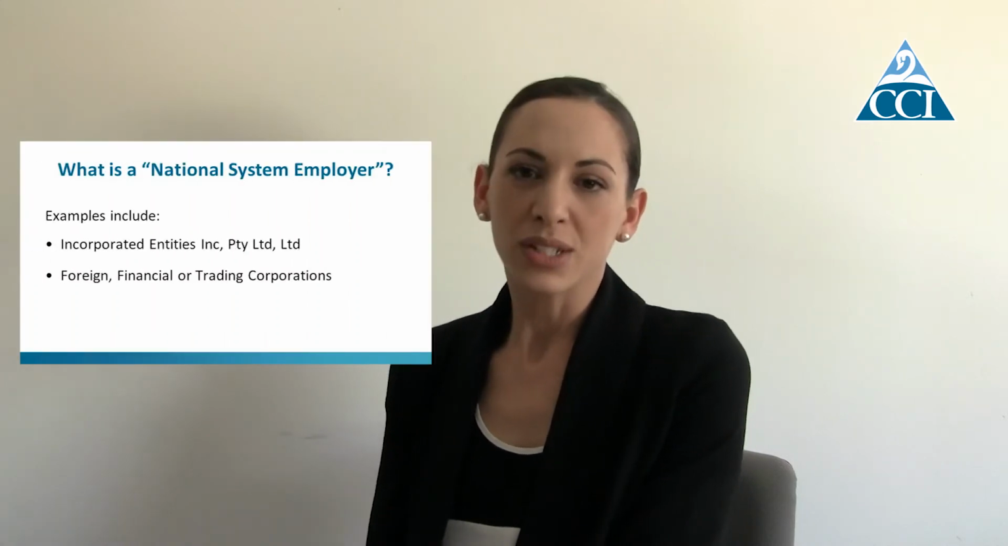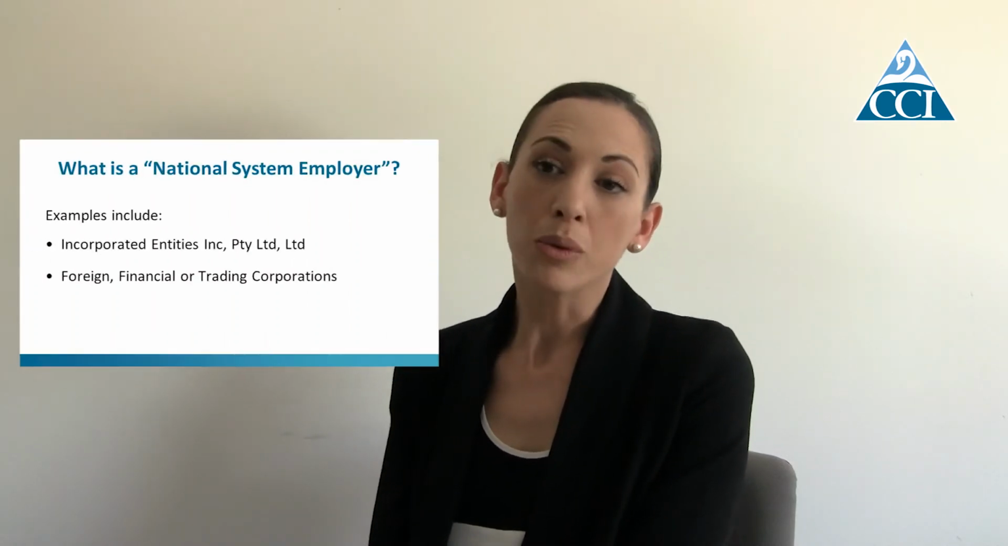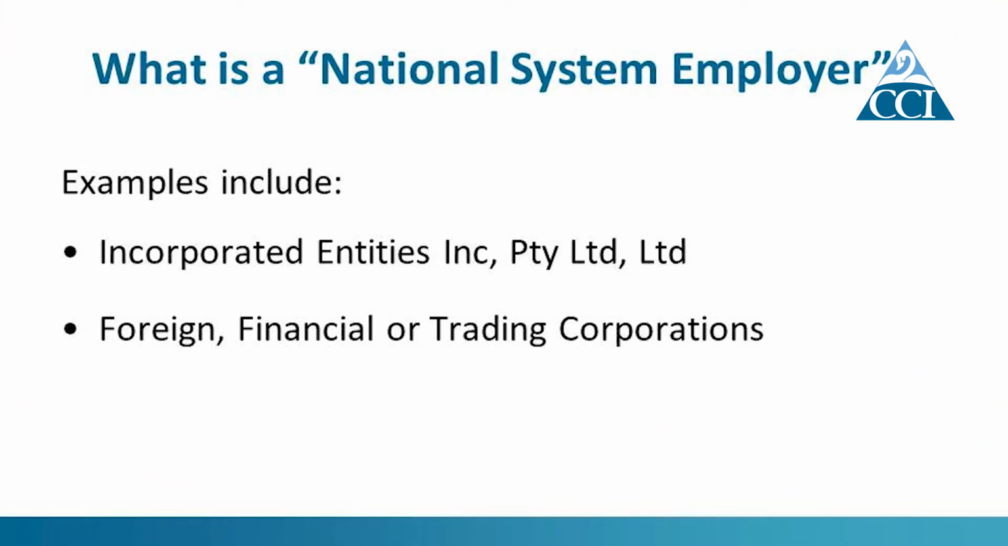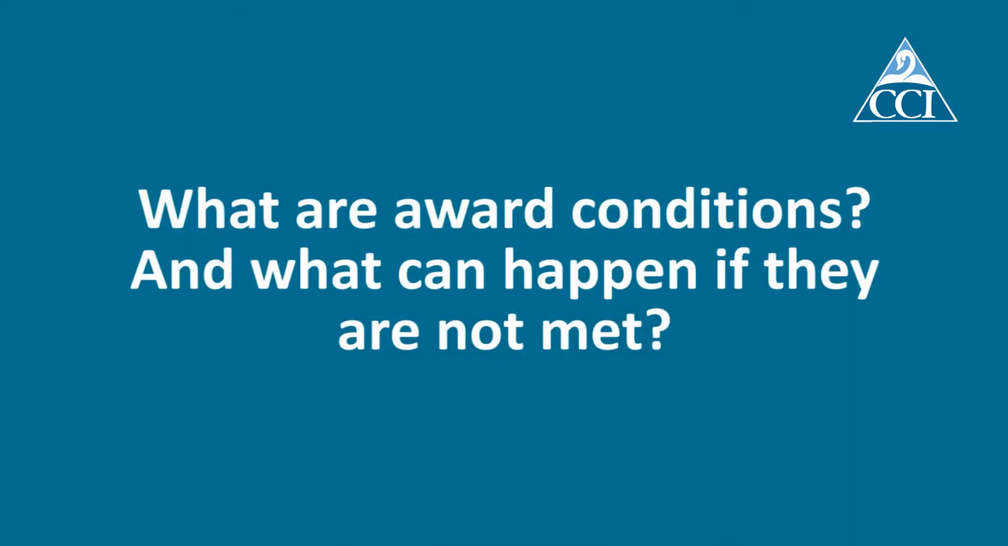There are two types of awards. There's national and state awards, and which ones apply to a business depends on whether a business is a national system employer or a state system employer. National system employers are businesses that are incorporated under the Corporations Act. Usually they'll have proprietary limited or incorporated after their name, and they do have to be either a trading, foreign or financial corporation. State system employers, on the other hand, are businesses that are not incorporated under the Corporations Act. Typically, it would usually consist of partnerships, sole traders and some trusts.